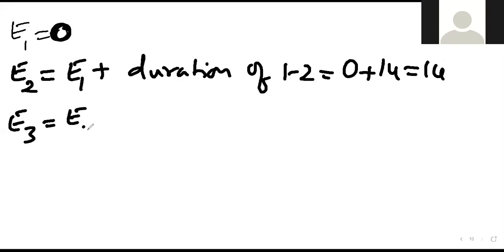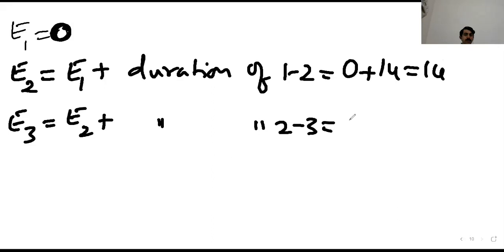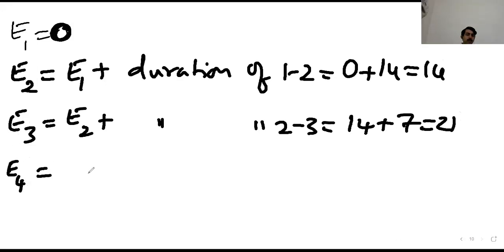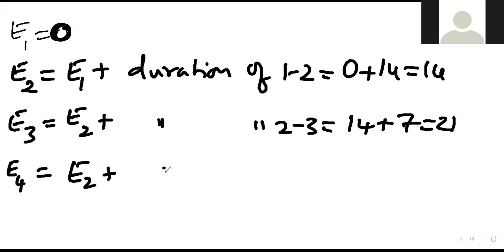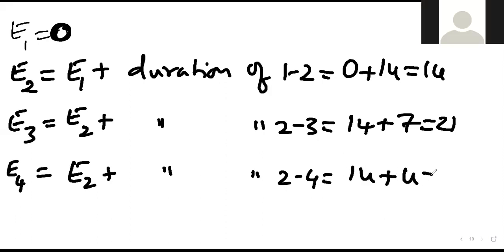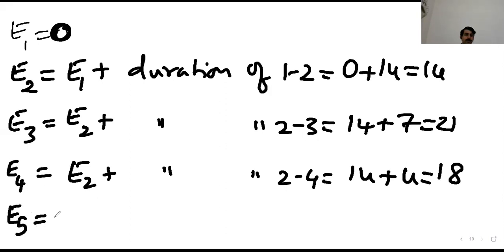Next, E3. E2 plus the duration of 2 to 3. How much? 14 plus 7. 21. Next, E4. E2 plus the duration of 2 to 4. 14 plus 4. Answer is 18.